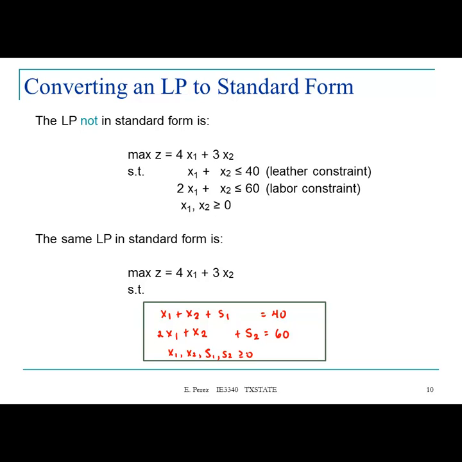But the important thing to remember here is that you only use slack variables when you have less than or equal constraints. In case you have greater or equal, then you use the excess variable.